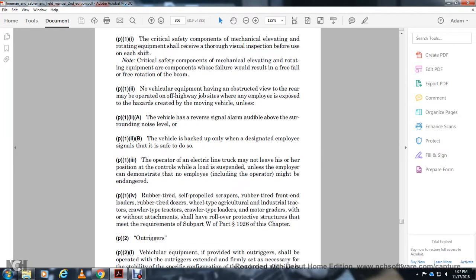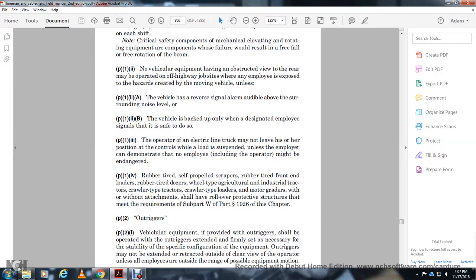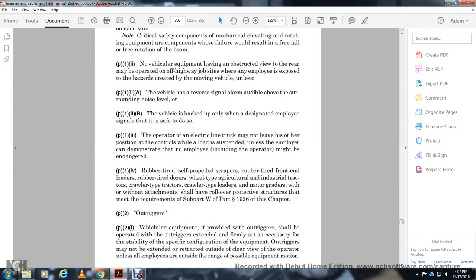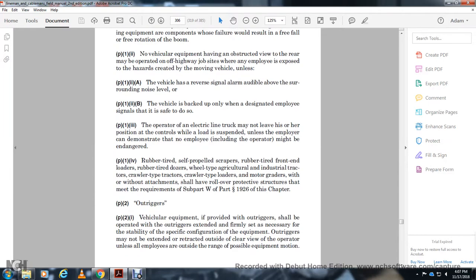Outriggers. Vehicles or equipment, if provided with outriggers, shall be operated with the outriggers extended firmly as necessary for the stability of the specific configuration of the equipment. The outriggers may not be extended or retracted outside the clear view of the operator unless all of the employees are outside of the range of possible equipment motion.